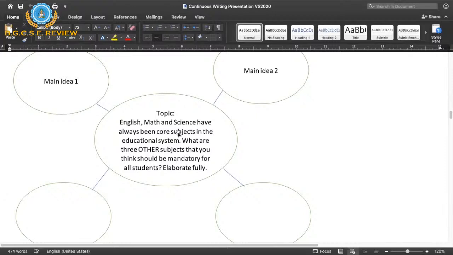So let's look at the first sentence, grade 12. English, math, and science have always been core subjects in the educational system. So you should be asking yourself, what do I know about English, math, and science as it relates to them being core subjects? Number 1, we know that you have these subjects more than other subjects, don't you?